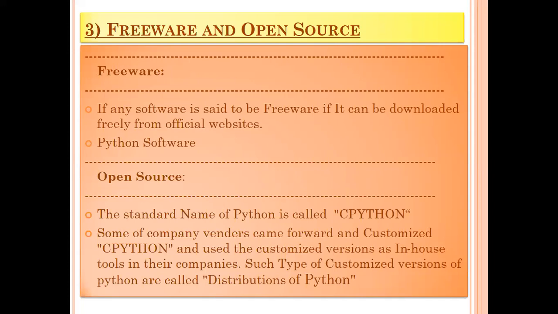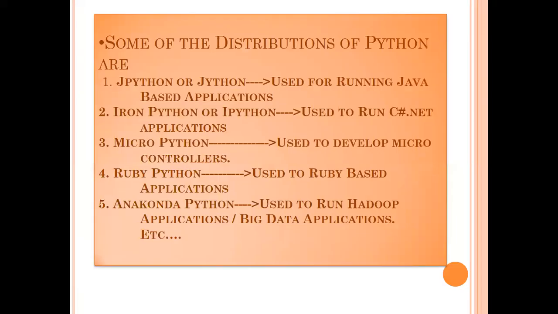If we talk about the standard implementation of Python, it is CPython. Some company vendors came forward and customized CPython and used the customized versions as in-house tools in their companies. Such customized versions of Python are called distributions of Python. Now, what types of distributions are there?